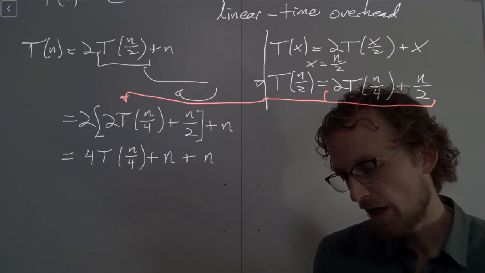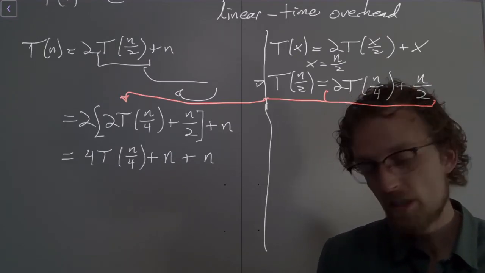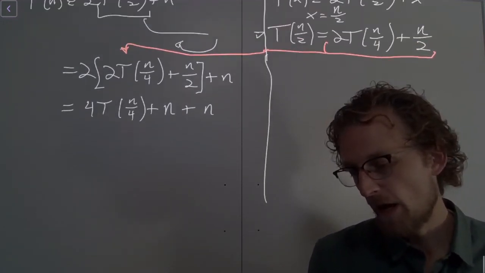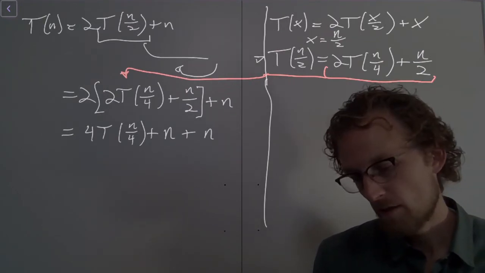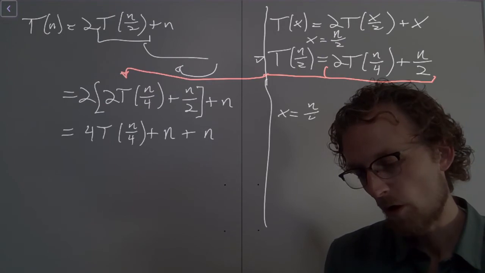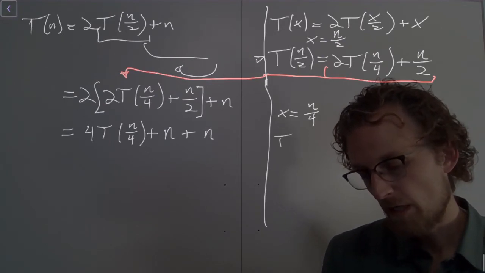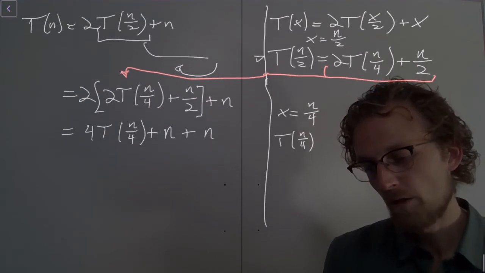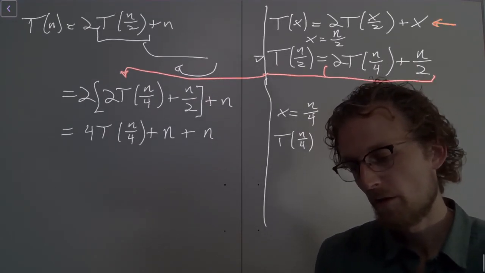So let's carry on the analysis. I'm going to do one more step of this, even though the pattern is probably already obvious. So one more step of this is going to say, let's let x equal n/4 now. And so T(n/4), and we'll have to keep careful track of this expression up here.